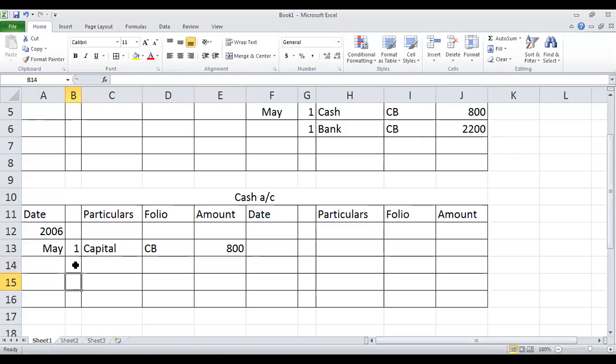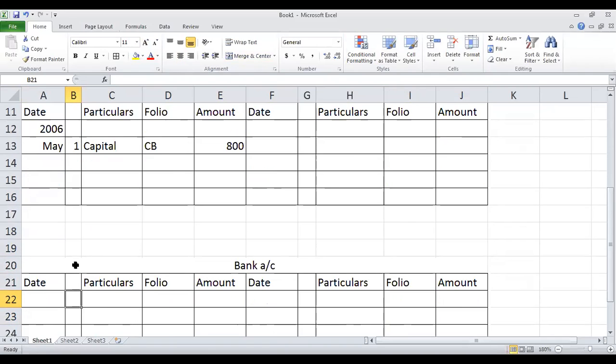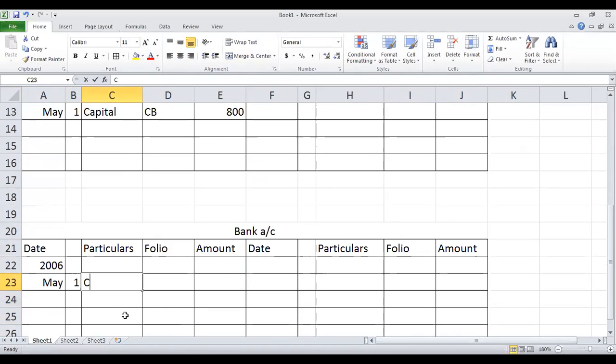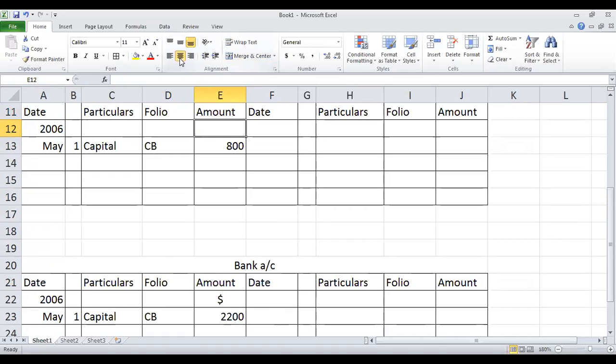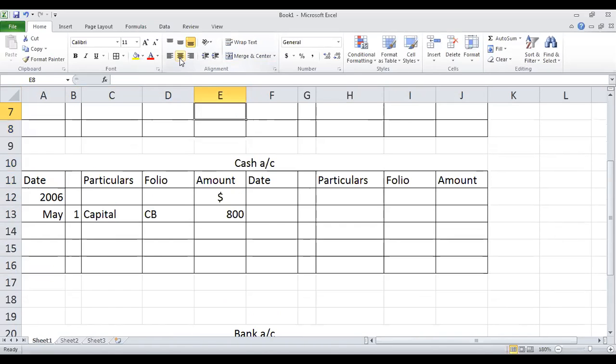Then you go to your bank now. 2006, May 1. Good. I put in capital here as well. The folio is CB. The amount is $2,200. Put in a dollar sign as usual. All right, that's the entry for the first transaction.